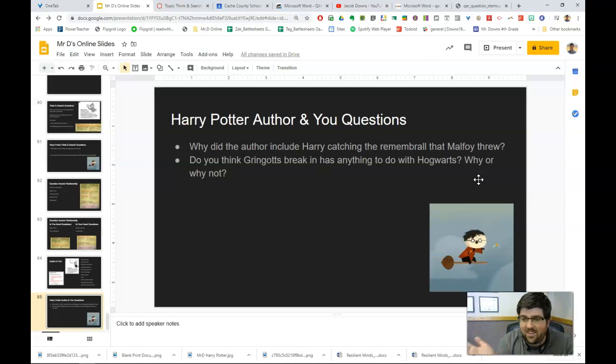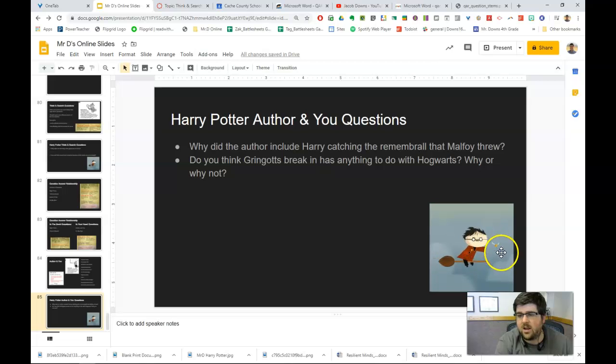Not J.R.R. Tolkien, that's Lord of the Rings. Why did J.K. Rowling decide to include this little scene where Malfoy steals the ball from Neville and then ends up throwing it, and then Harry has to go in a straight dive and catches it right as Professor McGonagall walks up? Well, I think the answer to that is actually in yesterday and today's reading.